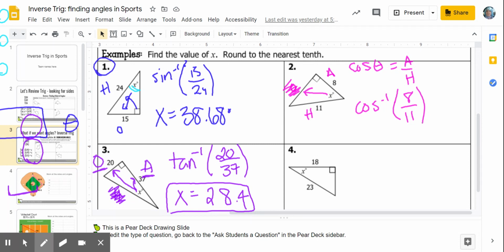And that A is always the one that messes people up. That's why we're practicing together. So cosine to the negative 1 of 8 over 11. If I put inverse cosine 8 over 11 in my calculator, oh, it didn't like that. Oh, because I did something weird. 43.3, is that what you got, Mikhail? 43.3?